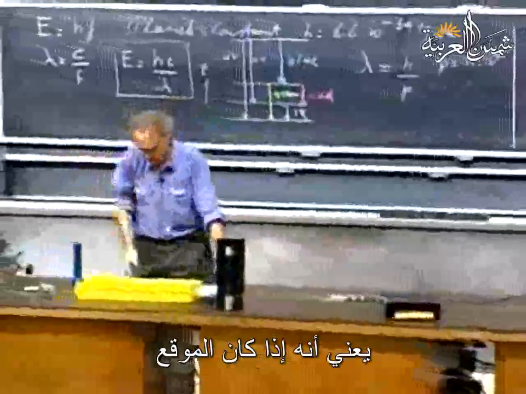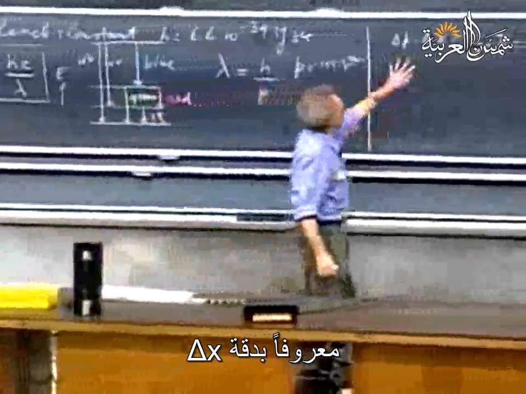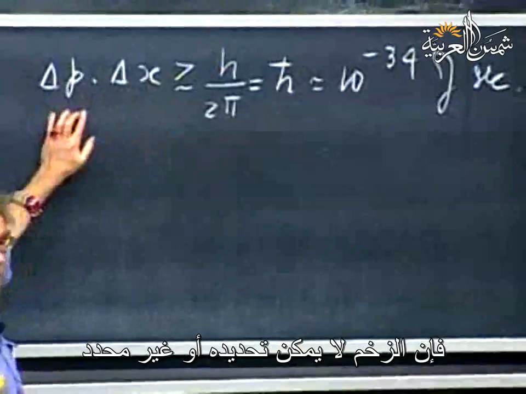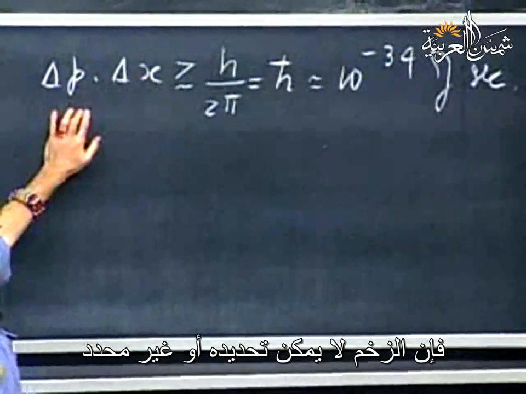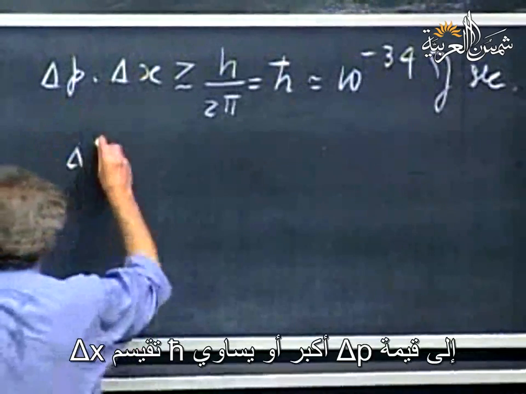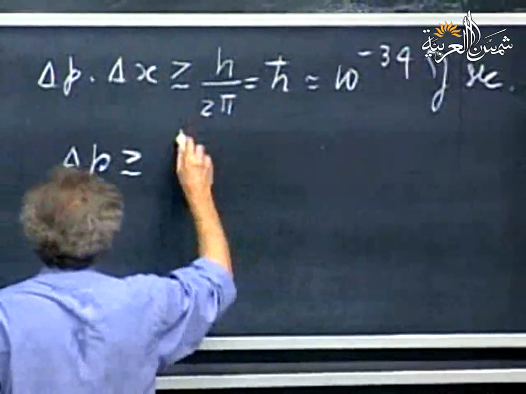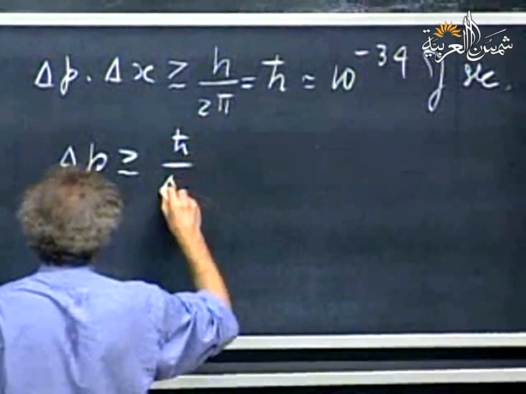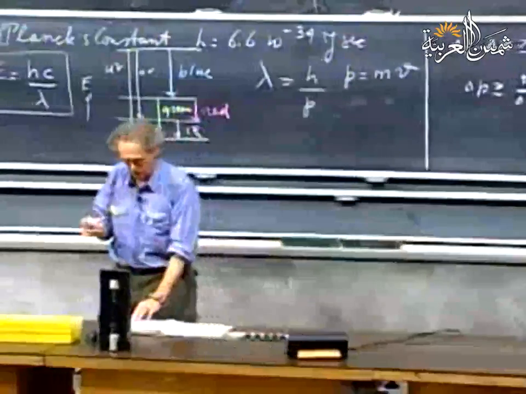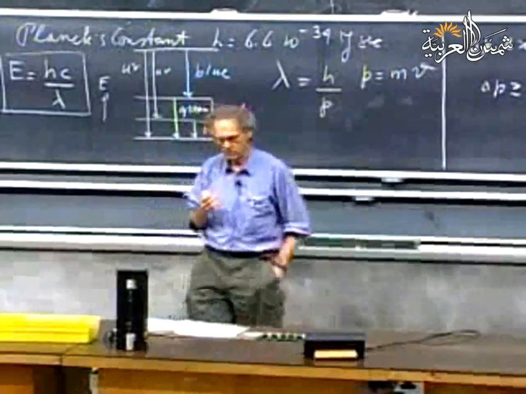What does this mean now? It means that if the position is known to an accuracy delta x, and we'll give you some examples, the momentum is ill-determined, not determined to the amount delta p larger than or equal to h bar divided by delta x. That's what it means. And I'll give you an example which I've chosen from a book of George Gamow.